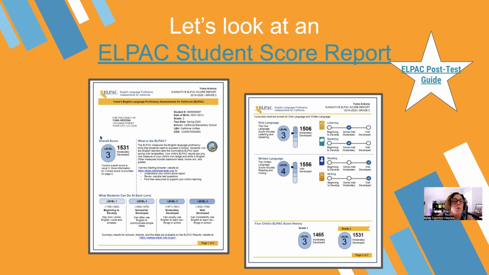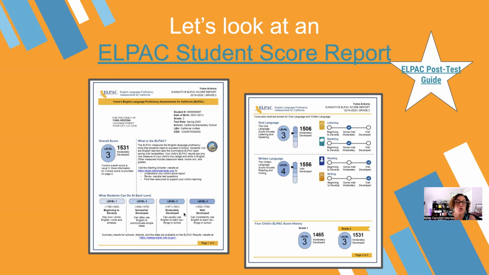Now, remember I said the LPAC has an overall score, taking the different parts, the oral language and the written language, and combining them together. Here's the overall score. Yuma is a level 3 overall, and she has a 1531 score, moderately developed. Now, I want you to look at this score for a second. Down below, it gives you the range of scores for each level. What do you notice about Yuma's level 3?